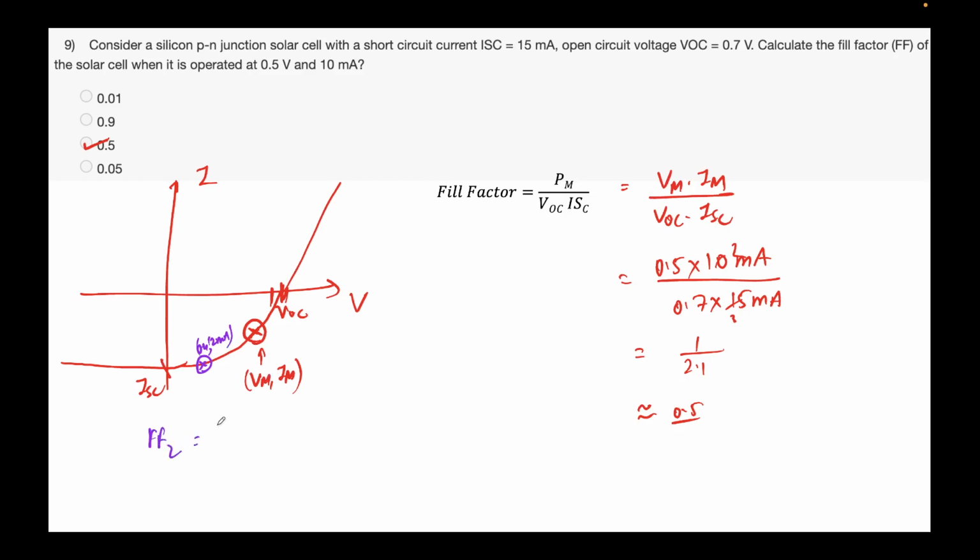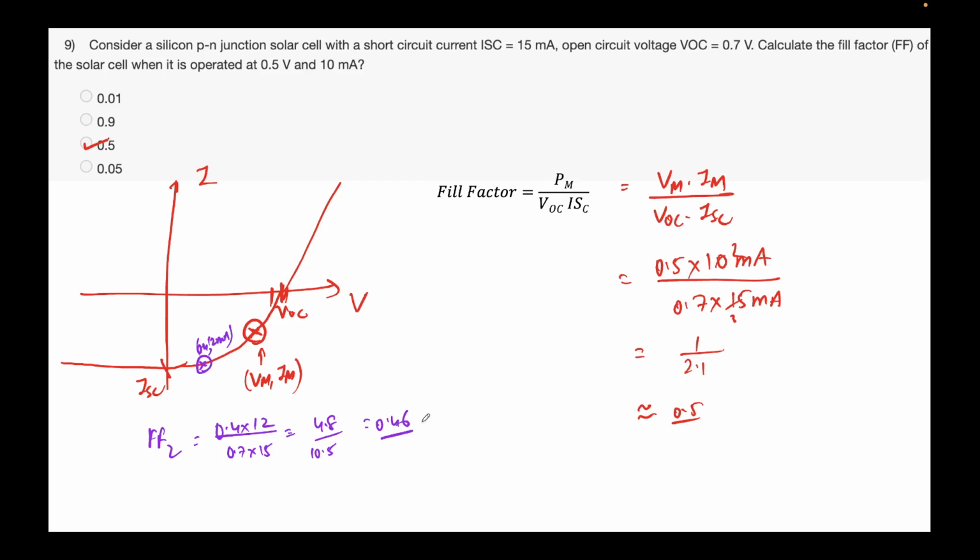So VM is 0.4 times 12 divided by 0.7 times 15. So this will be 4.8 divided by 10.5. I think it will be inferior. 4.8 divided by 10.5, 0.46. Not much better. Sorry, not much worse, but there is a way actually to find out the optimal point at which fill factor is maximum.